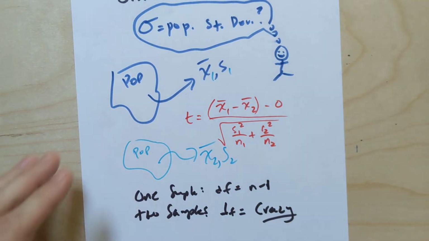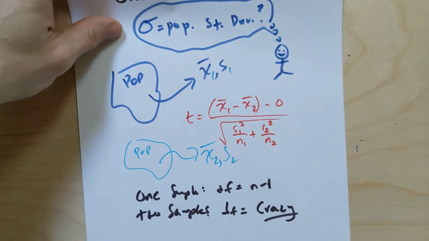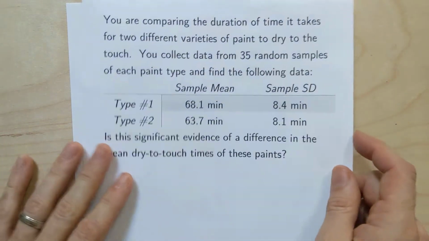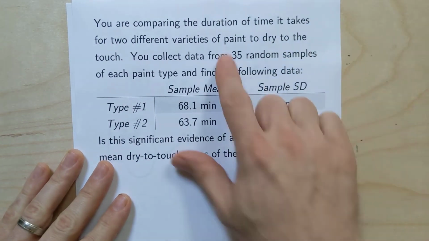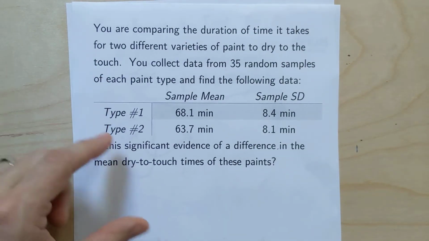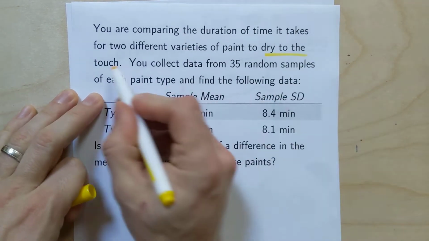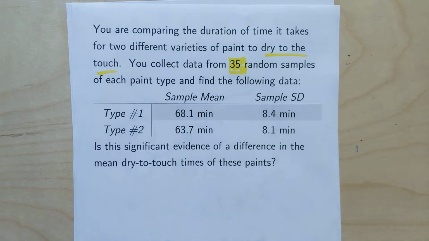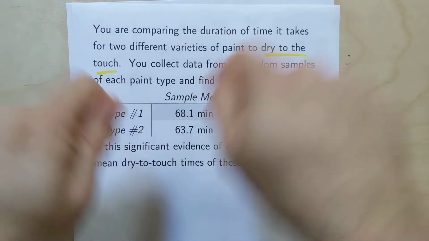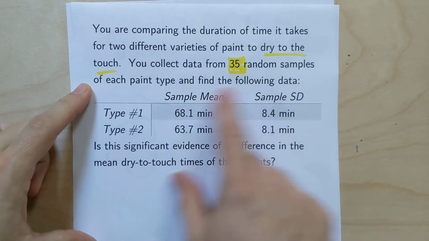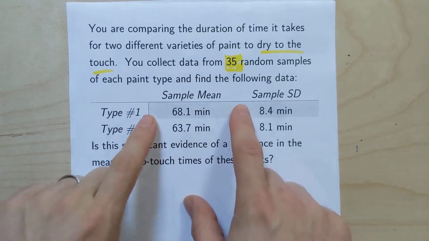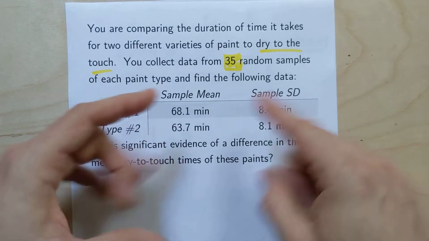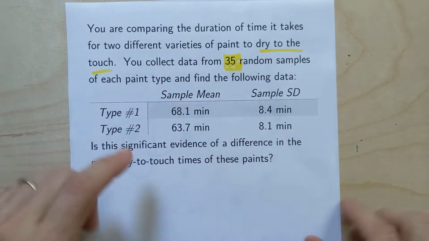All right, let's do an example with the basics of the math. Again, we're not going to do the full 4-step process here. We're just going to make sure we have the key math down for doing a two-sample t-test. Let's suppose you are comparing the duration of time it takes for two different varieties of paint to dry to the touch. So it's not all the way dry, it's just dry to the touch. You collect data from 35 random samples of each type of paint, and you find the following data. Here we have two types, and this is the amount of time it took for that paint to be dry to the touch, which doesn't mean that it's all the way dry, it just means you could touch it and you're not going to get paint on your hands.